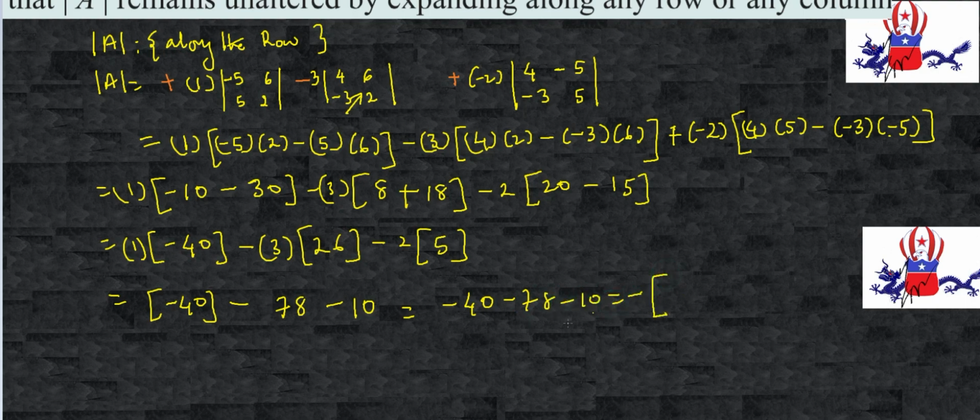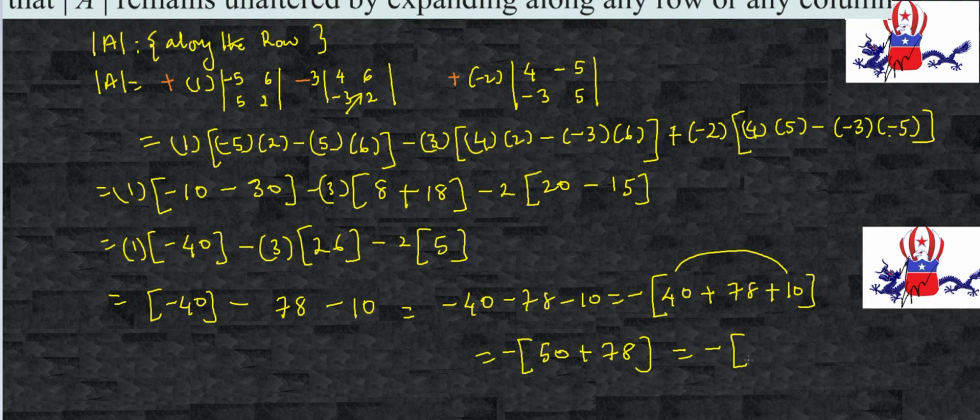Of course, you can add it straightly like that, but I'm taking the negative sign out. So that would be negative of 40 added with 78 added with 10. Negative of 40 added with 10 would give me 50, added with 78, that's negative of 128. So the value of the determinant is negative 128.